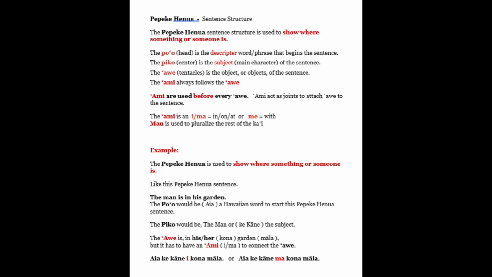Ia ke kane i kona mala, or ia ke kane ma kona mala. You can use the I and the ma; it means the same thing. The I and the ma are used to connect the ave. Ia ke kane i kona mala. The man is in his garden. Ia ke kane ma kona mala. Okay, so you can practice that.